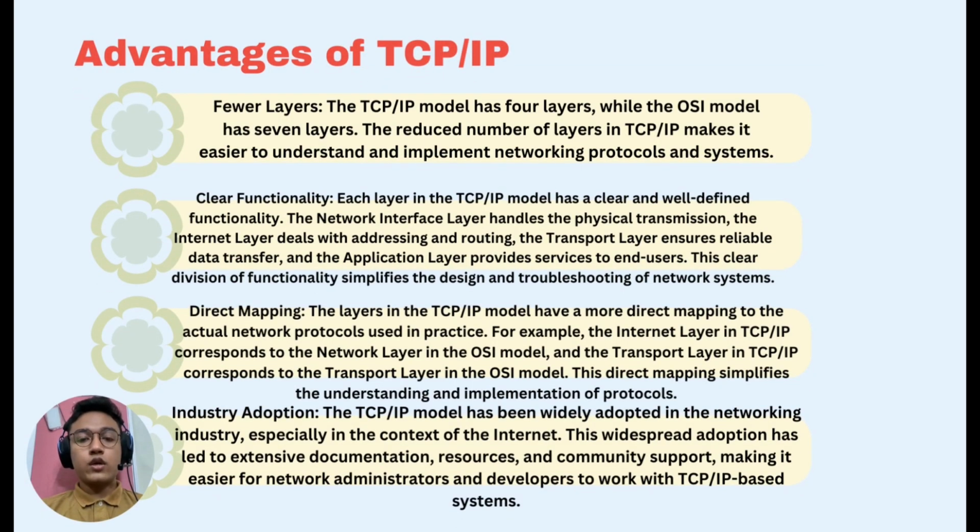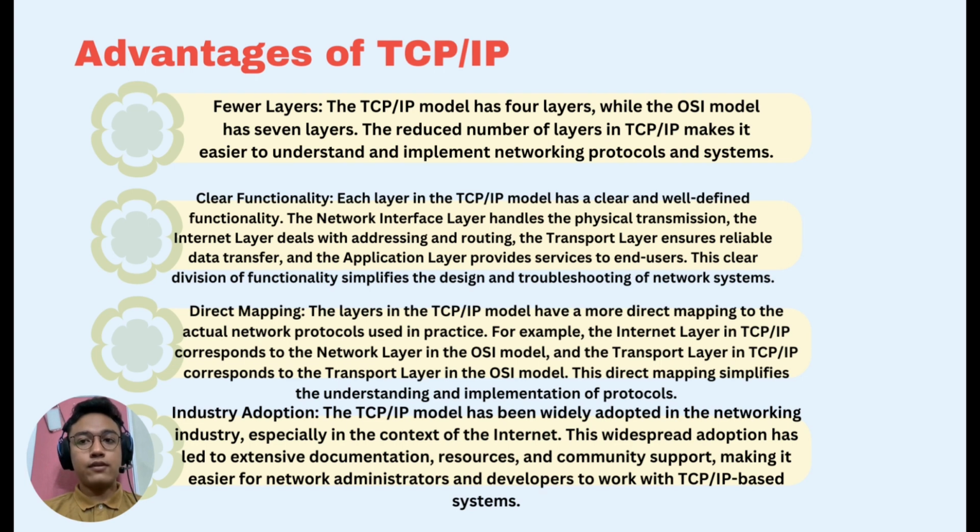Next, advantage of TCP/IP. Fewer layers. The TCP/IP model has 4 layers, while the OSI model has 7 layers. The reduced number of layers makes it easier to understand and implement networking protocol systems.